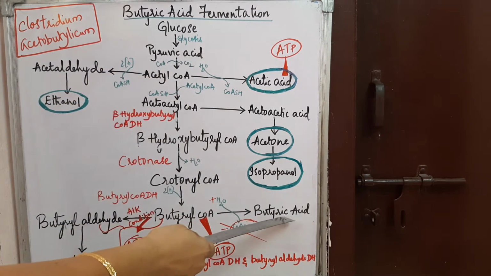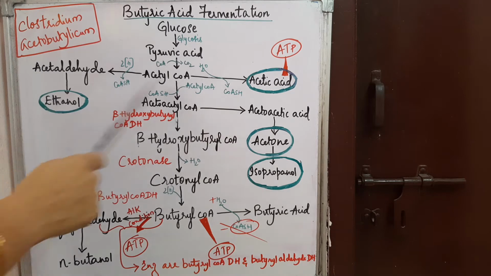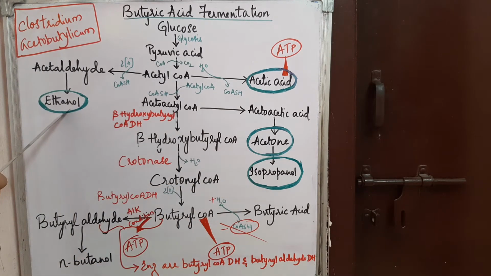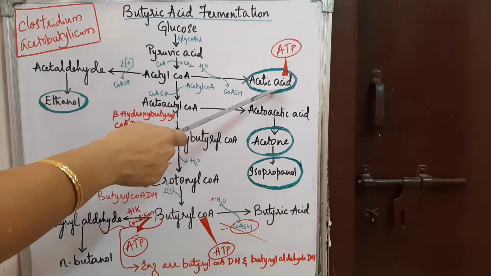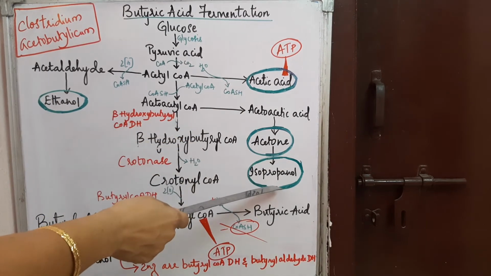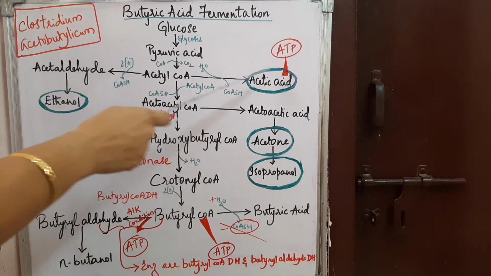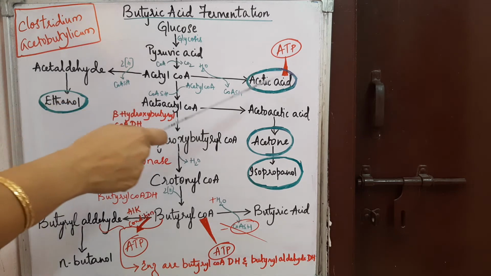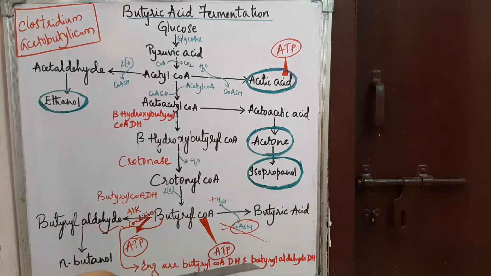But apart from butyric acid and N-butanol, we also have four other important end products which I have encircled in green color: acetic acid, acetone, isopropanol, ethanol. Okay, so totally we are having 6 end products. Glucose is a precursor which is giving rise to acetic acid, acetone, isopropanol, butyric acid, N-butanol and ethanol.